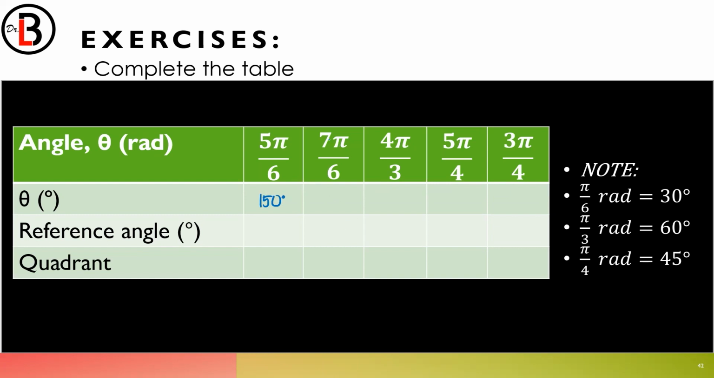This is 30 degrees times 7, 210 degrees. This is 60 times 4. That's 240 degrees. Am I correct? This is 60. No, sorry. Pi over 4. That's 45 times 5. What's 45 times 5, guys?